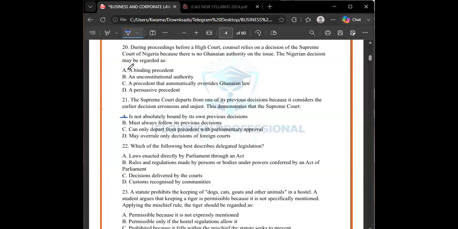I go for persuasive precedent. Exactly. Like we earlier said, a persuasive precedent can influence the decision. Here we are saying that there is no Ghanaian authority on the issue, so let's see how it was done in Nigeria. It can influence how we decide, but it doesn't form a basis. We are not bound by it. It's not that because Nigeria ruled the case this way, we should rule the case that way. That's persuasive precedent. All right, let's move on.